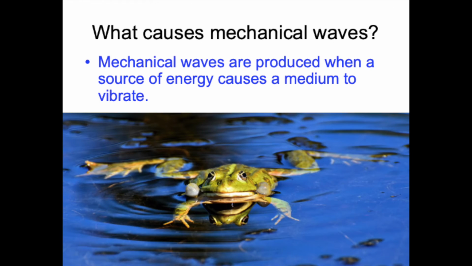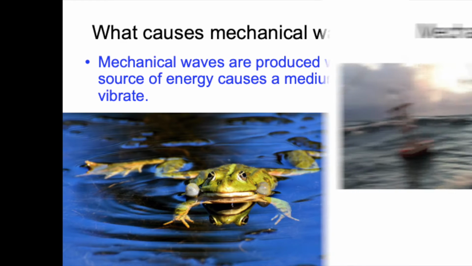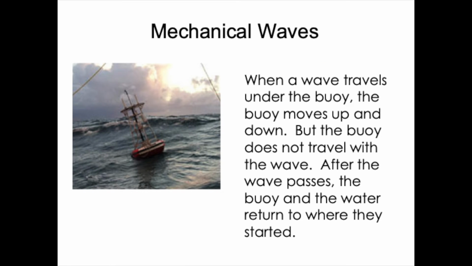And just like this frog in the pond, mechanical waves are produced when a source of energy, the frog, causes a medium to vibrate. The medium is the water. And mechanical waves, they don't move the medium. When a wave travels under a buoy, the buoy moves up and down, but the buoy does not travel with the wave. After the wave passes, the buoy and the water return to where they started.